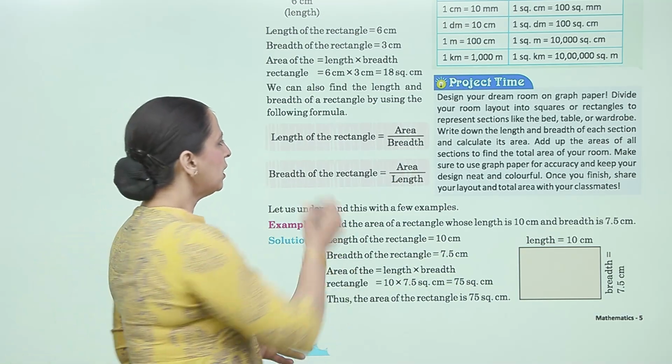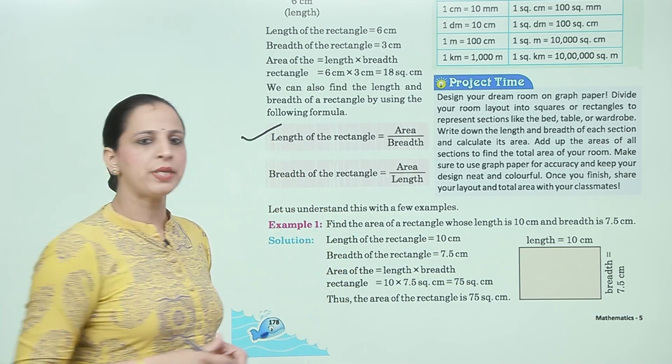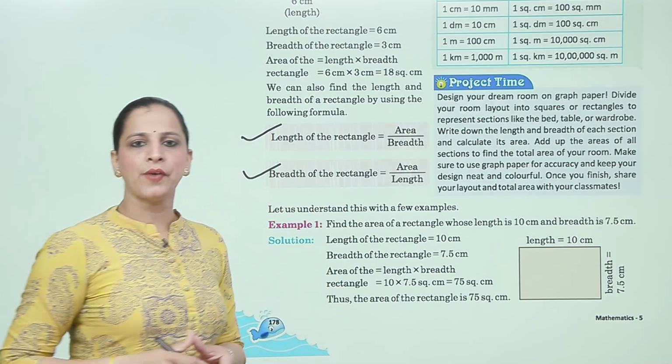Now, length of the rectangle is area divided by breadth. Breadth of the rectangle is area divided by length.